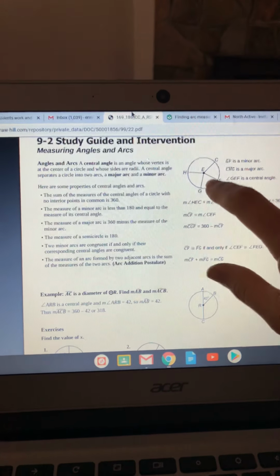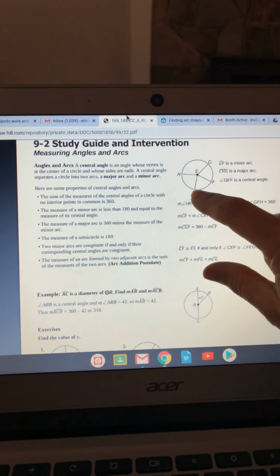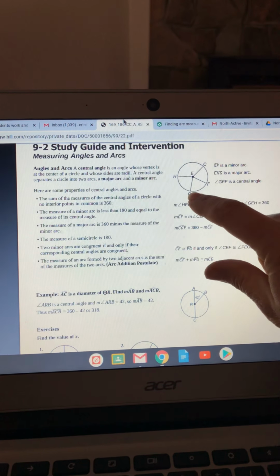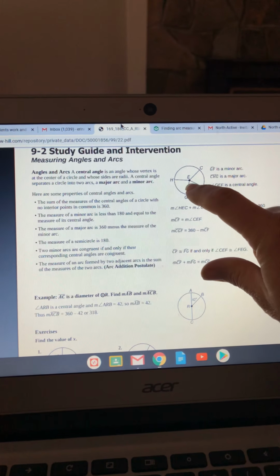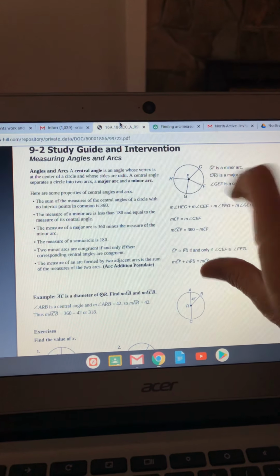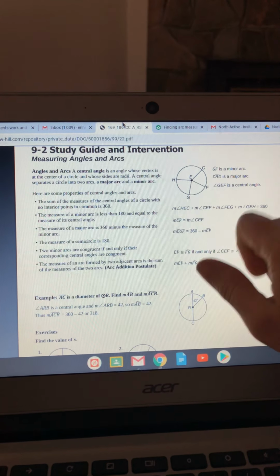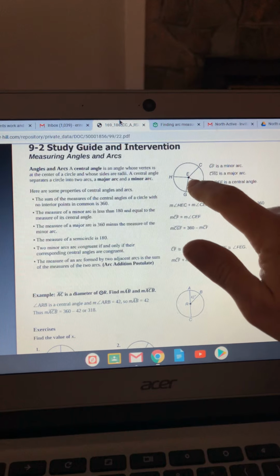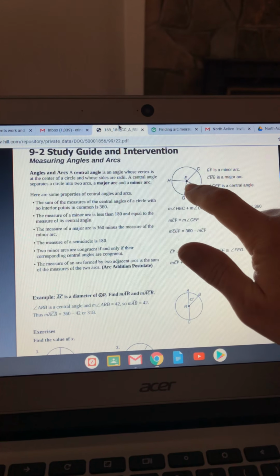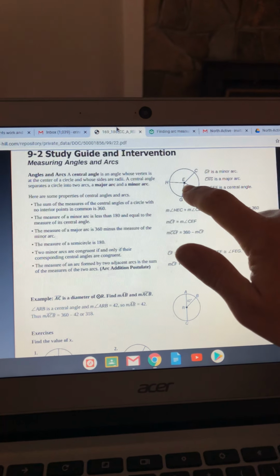All right, so here's your minor arc. The arc would be the outside of the circle. Here's your central angle, the measure of the angle in the center of the circle. Okay, almost like a piece of pizza. The crust would be your arc, and the point of the pizza where it meets the middle would be your central angle.